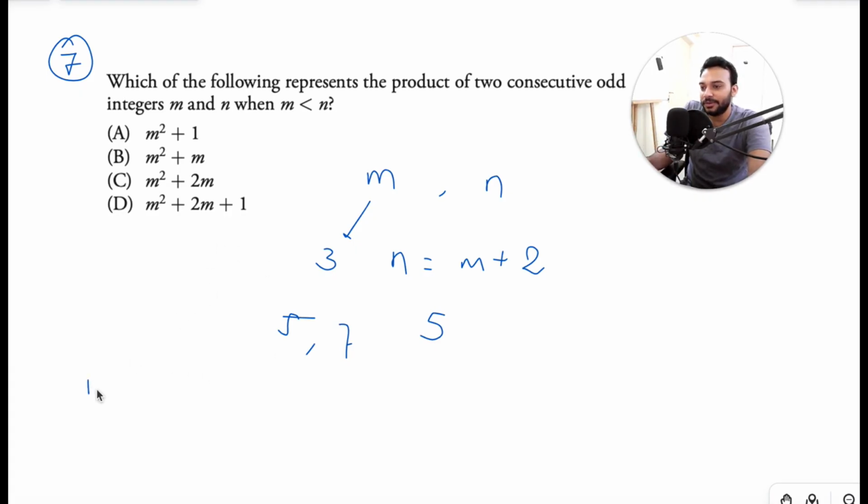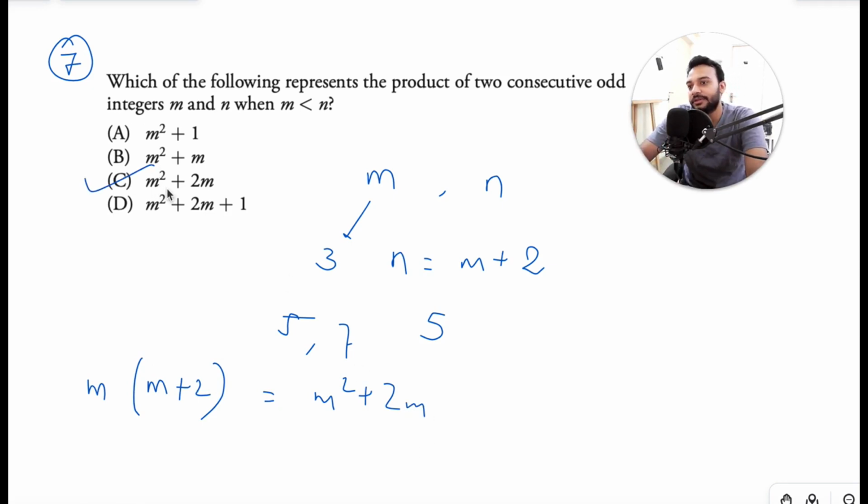So it's going to be only in terms of m. So m times m plus 2. That's the product. m squared plus 2m. Option C. This is the representation of the product of two consecutive odd integers. Okay, let's go to the next one.